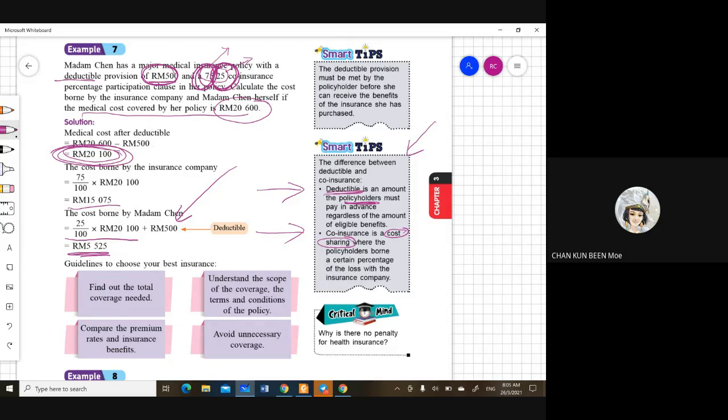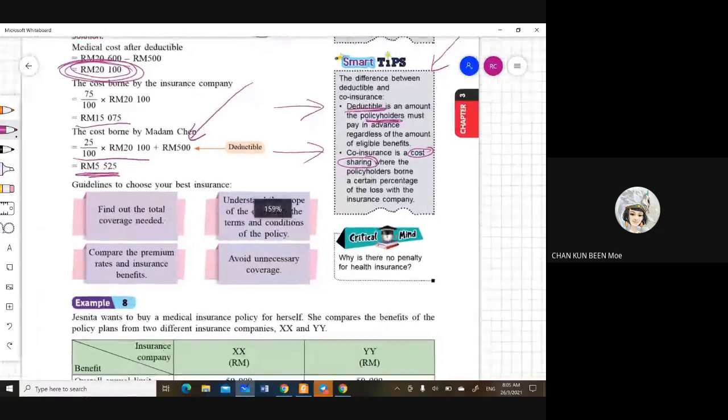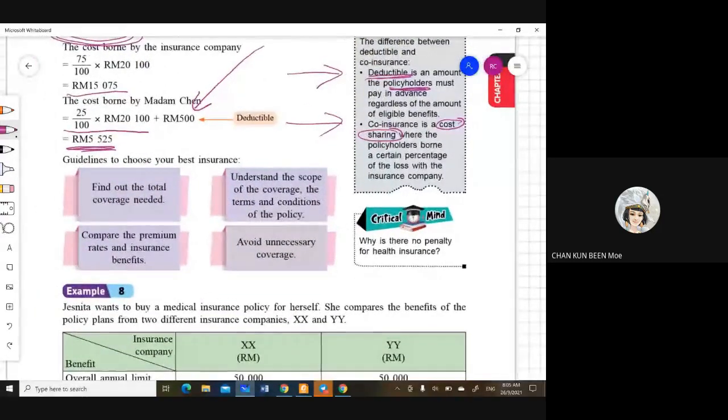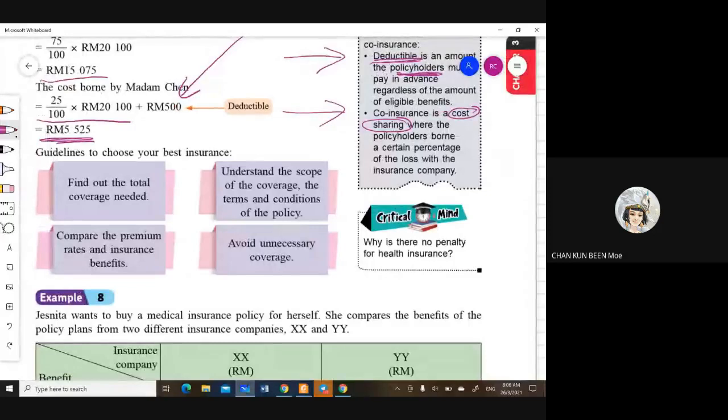Okay, now we need to see how to choose the best insurance for yourself next time. Also, if you have kids, next time you have to buy insurance for your kids. So you need to choose the best insurance for them. So this is the guideline.